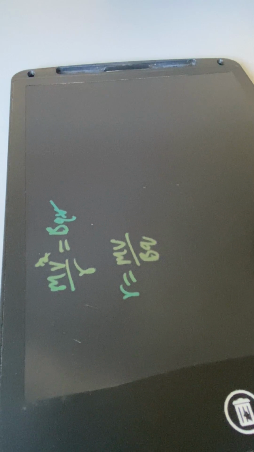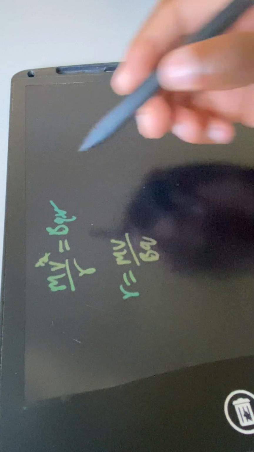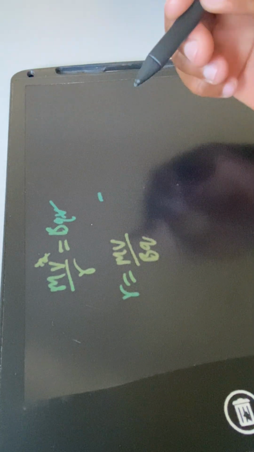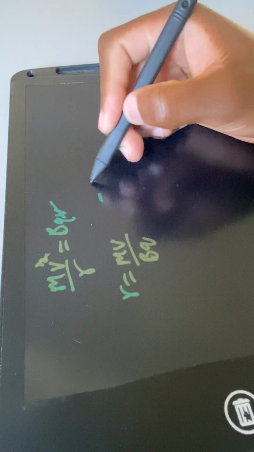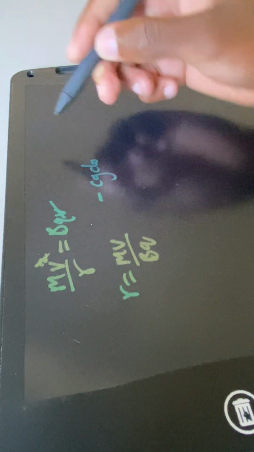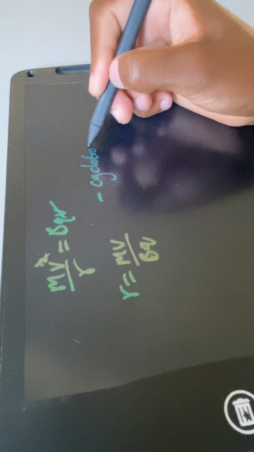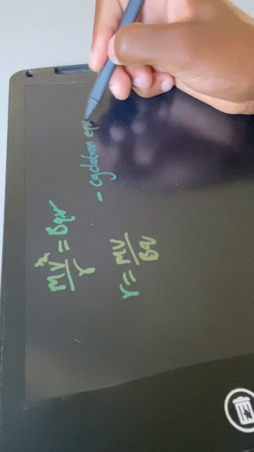Why is this equation very important? Because this equation is called the cyclotron equation. We call this the cyclotron equation, and it's very important. And then why is it important?